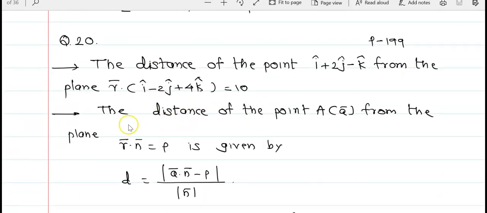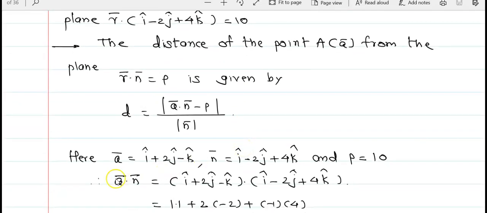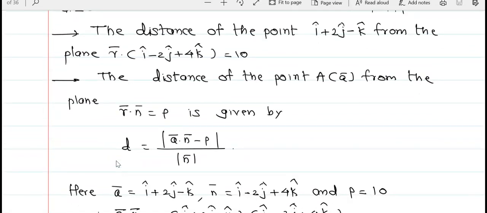Page number 199. The distance of the point from the plane r bar dot n bar equals p is given by the formula. To find the distance of this point from this plane, we will require the values of a, n, p, and mod of n bar. What is n here? n is i minus 2j plus 4k. Substitute the values: a is the given i plus 2j minus k, n is i minus 2j plus 4k. And what about p? p is 10.